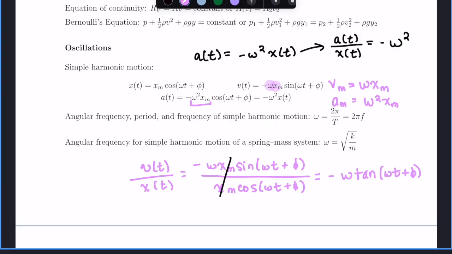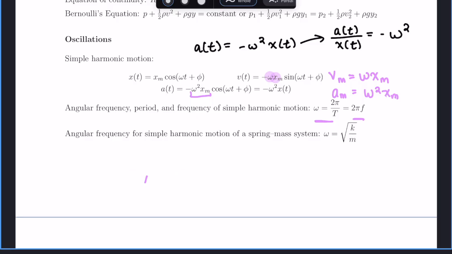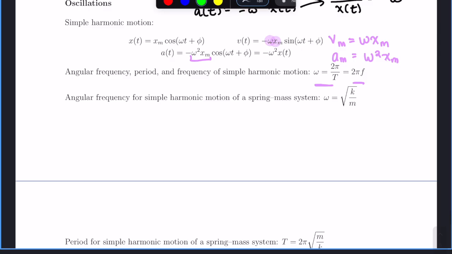Okay, then even though these are on other parts of the equation sheet as well, we have the relationship between the angular frequency, the period, and the regular frequency. I never know what to call that. We have the equation to get the angular frequency for a spring mass system: omega equals the square root of k over m.